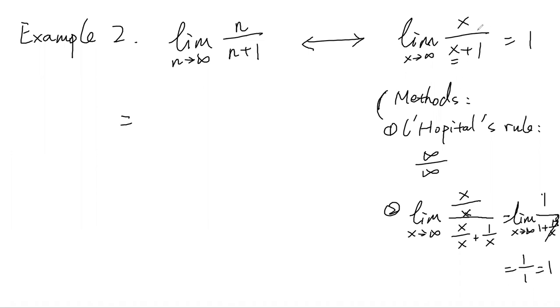And from here, we know that the limit of the function exists. When the limit of the function exists, the limit of the corresponding sequence also exists and is equal to the same limit. So this will also be 1.